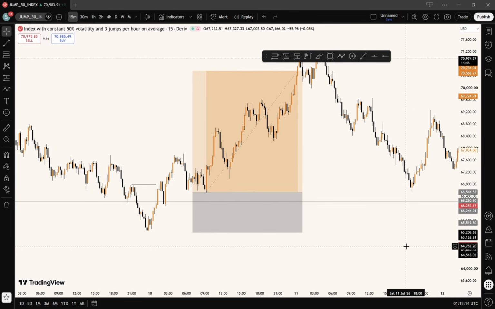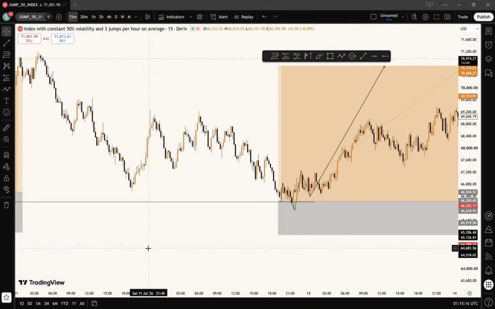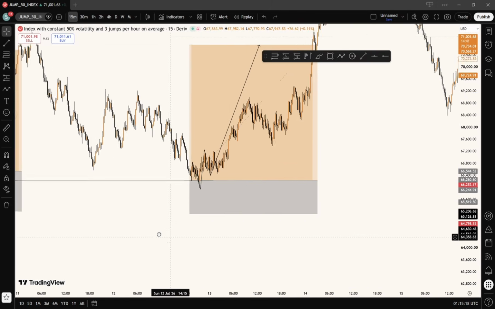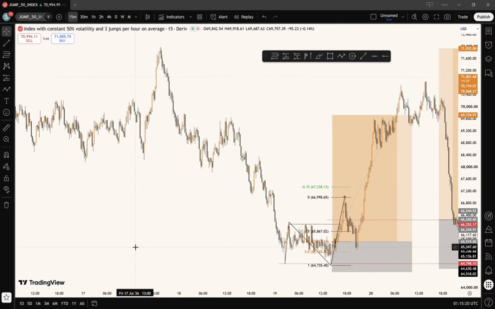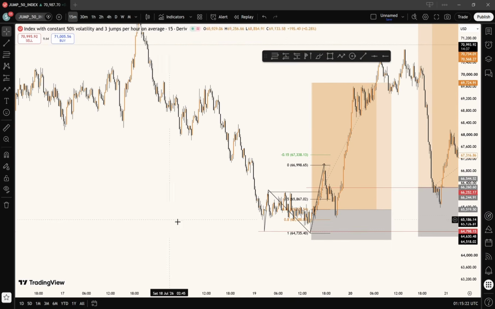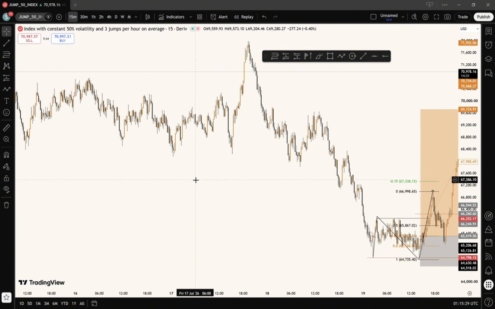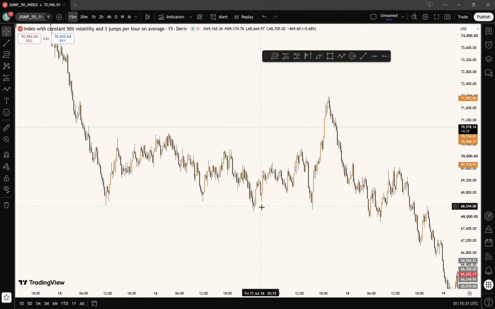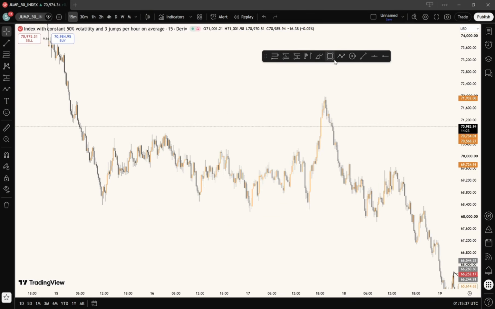Let's look for the one with liquidity. Market structure shift with liquidity. Let me see, I think there's one here. Let's see. Yeah, okay, this is it. So now looking at this particular guy here, this particular guy is an MSS with liquidity, right?